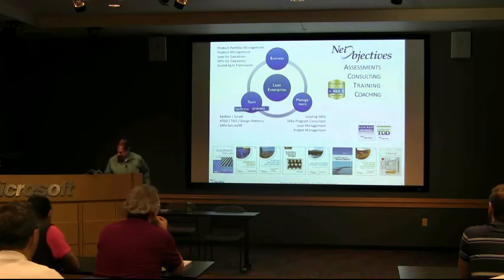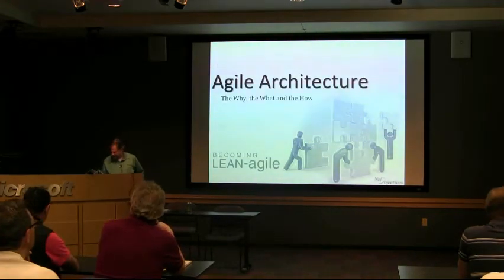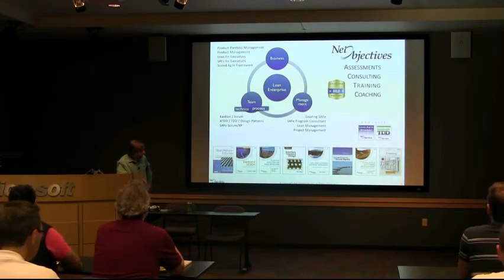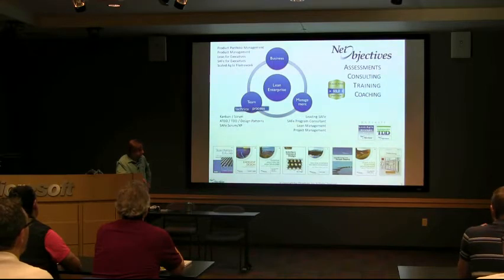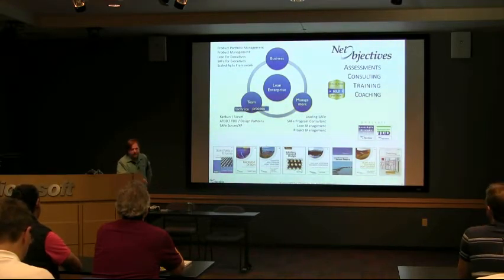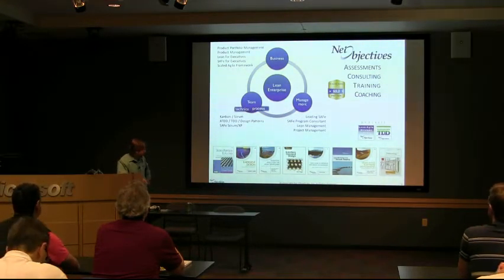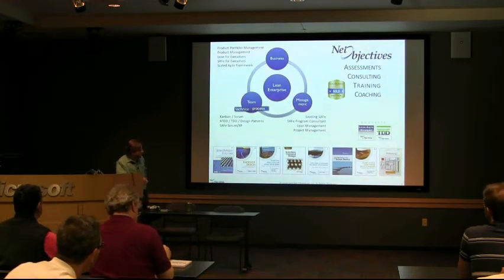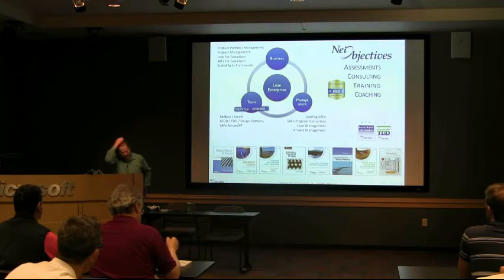So I'm going to be talking on Agile architecture and different aspects of it. And a lot of you probably know of Net Objectives already. We pretty much do a lot of different things, as you can tell from the books. Those are all books from people in my company. I actually wrote Design Patterns Explained with one of my guys, and we do Scrum, and as you can see, we pretty much cover the gamut.